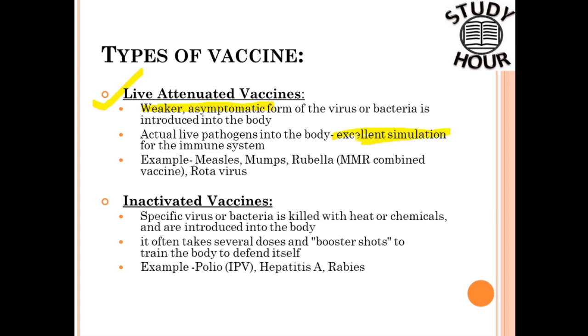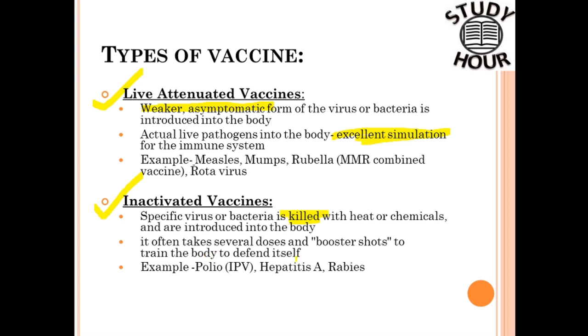Okay, examples are measles, mumps, rubella, that is MMR combined vaccine, and rotavirus vaccine. Now the second is inactivated vaccine. In inactivated vaccine, unlike live attenuated vaccine in which the virus or bacteria were live, in inactivated vaccine, the virus and bacteria, they're killed with heat or chemical and then they are introduced into the body as antigen.